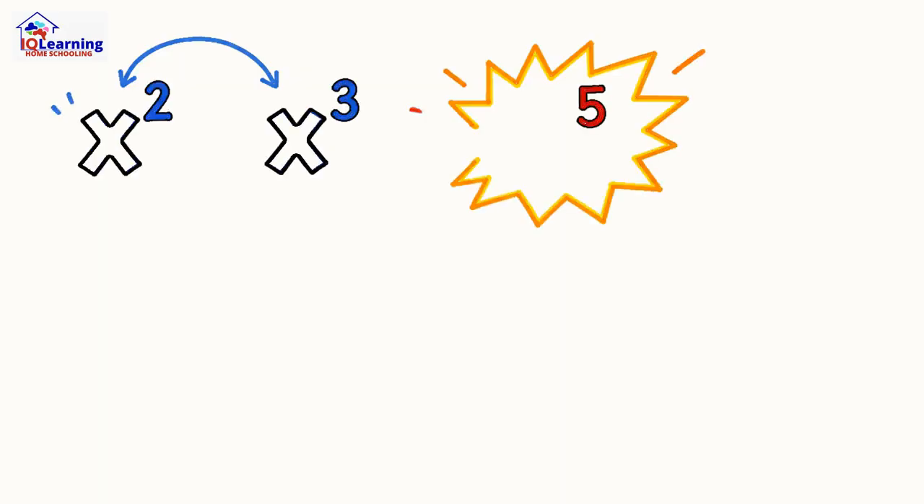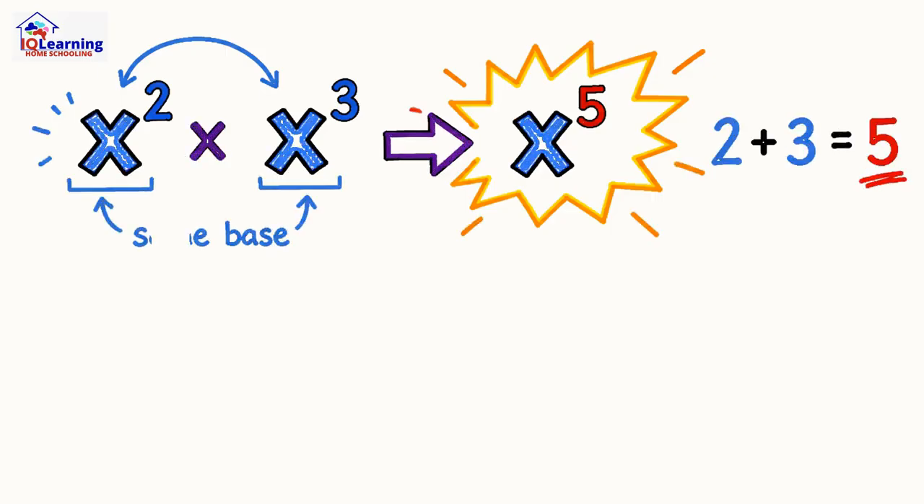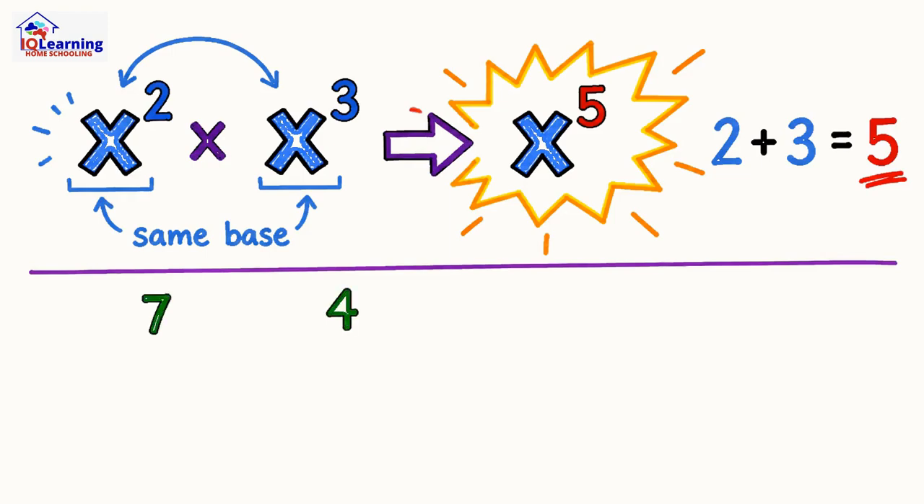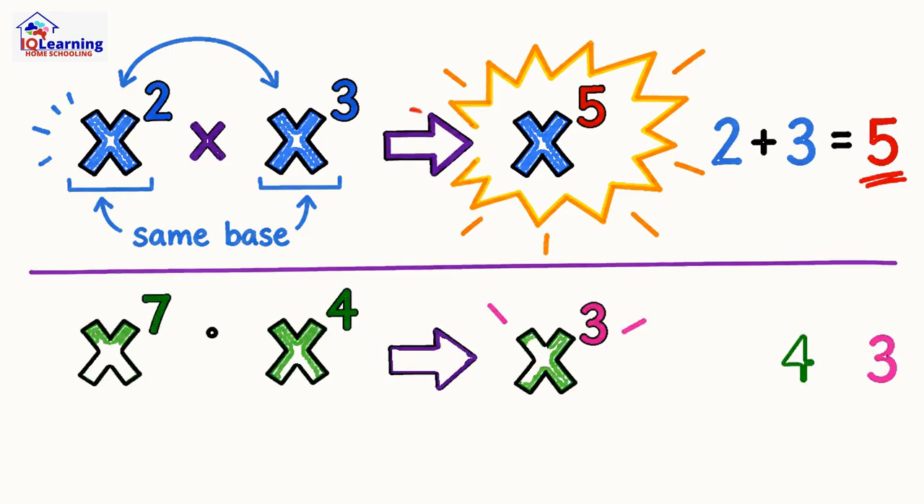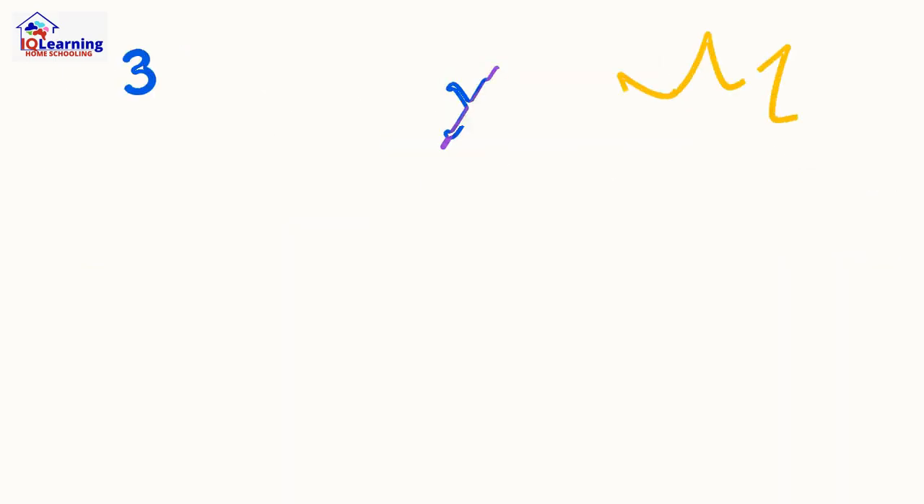When you multiply terms with the same base, like x squared times x cubed, you simply add the powers to get x to the fifth. When you divide, you subtract them. These laws are just efficient shortcuts for simplifying complex expressions. But what about the stranger rules?